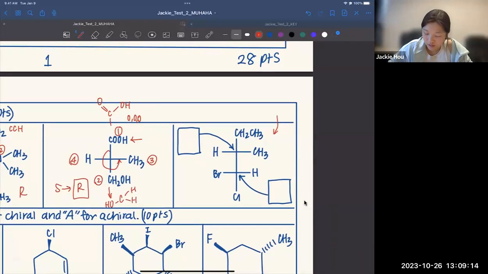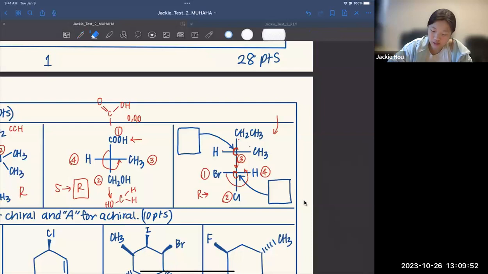Okay. Again, we want to assign priority. So for this center, we've got to remember that each intersection is actually a carbon that we need to consider, right? So if we look at the bottom one first, our bromine is going to be 1, chlorine 2, and then this carbon with all these attachments is going to be 3, and our hydrogen is 4. So if we rotate 1, 2, 3, that's R, but remember our hydrogen is on a horizontal line. So, oh, I'm sorry, this is actually S. So it's going to be considered R.